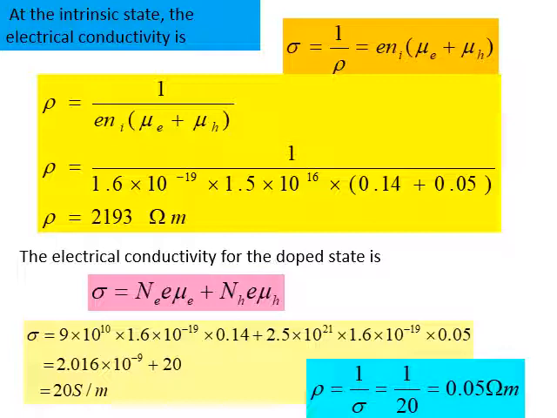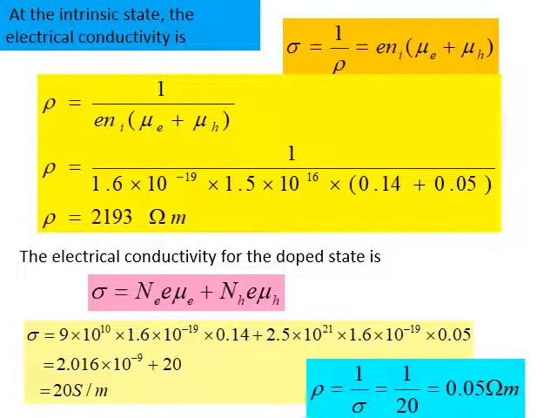Now at the extrinsic state, the total conductivity of the material is the sum of the conductivity due to electrons as well as holes, that is Ne e mu E plus NH e mu H. Substituting for Ne and NH, the electronic charge and the mobilities, we get the value as 2.016 × 10^-9 plus 20. But 2.016 × 10^-9 is a very small value compared to 20, so you can neglect that term. So you can almost take the conductivity as 20 Siemens per meter.